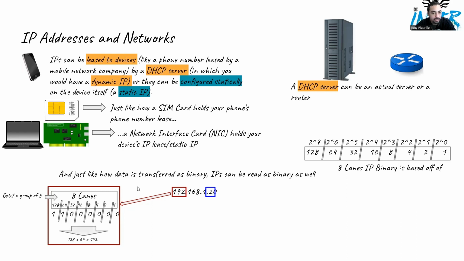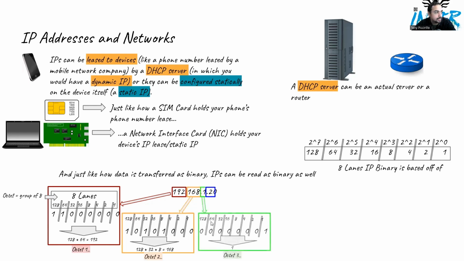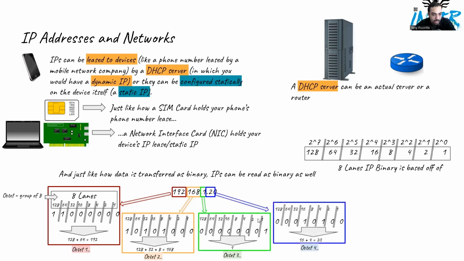To reach 192, we need to turn on certain numbers of the lane. Turning on 128 and 64 will equal 192. So this is how we get 192 in octet 1. We do the same process for octet 2, octet 3, and octet 4.